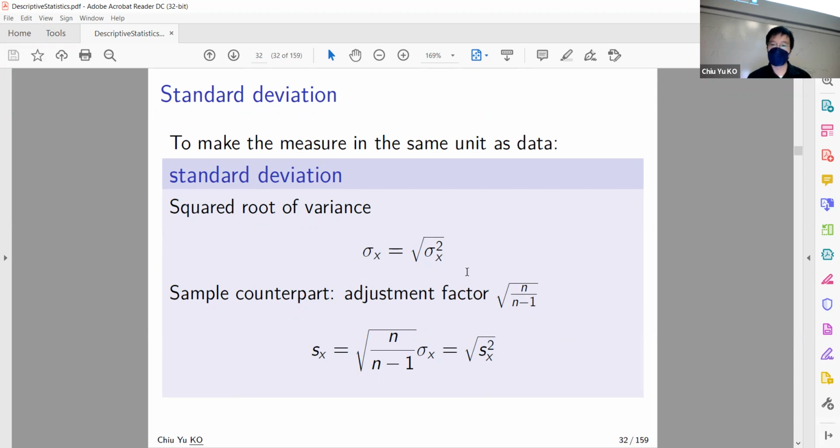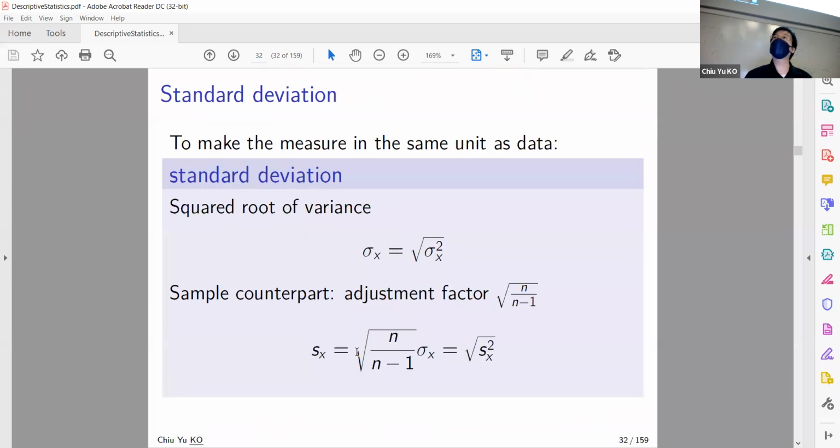Because square root of n over n minus 1, this is the adjustment. That's nothing deep, but this measurement will be the key for the second half of the class. So I hope you get a taste of it.